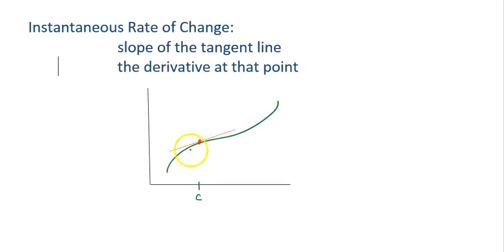So if this green function is my f of x, then the slope of this line is the f prime of c, the derivative at c. And remember, that's not the line, that's the slope of the line. Okay, that's important to keep in mind.